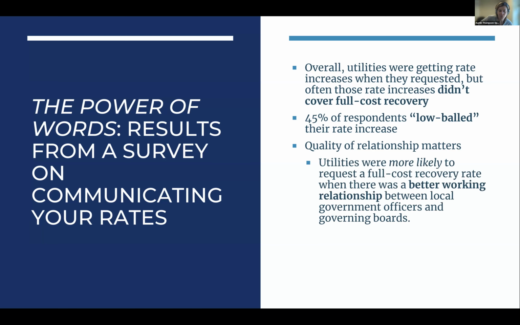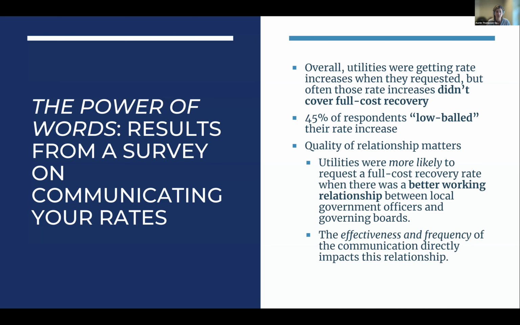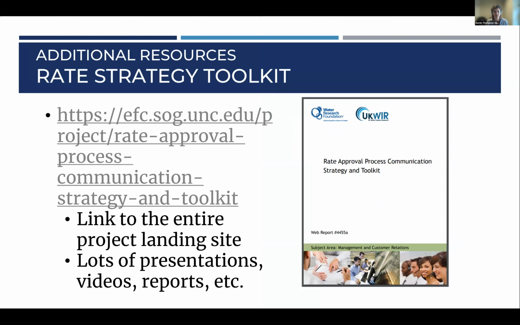What we found was that utilities were less likely to lowball. They were more likely to request the rate increase that they actually needed when they had a better working relationship with the folks at the local government, whether that be the officers or the governing boards. Additionally, the effectiveness and frequency of this communication had a direct relationship with that better working relationship factor. So increased, more effective communication helped utilities feel like they could come forth with a rate increase that they really need.